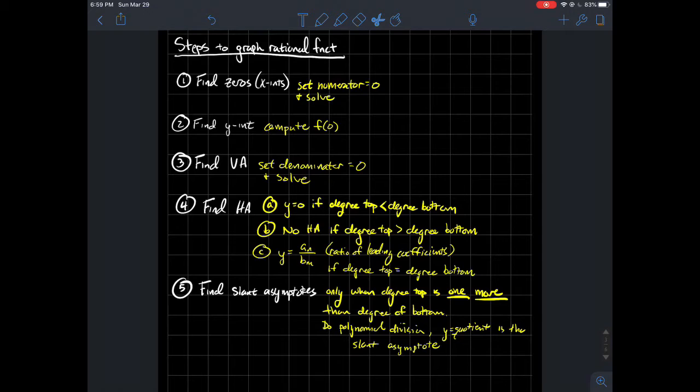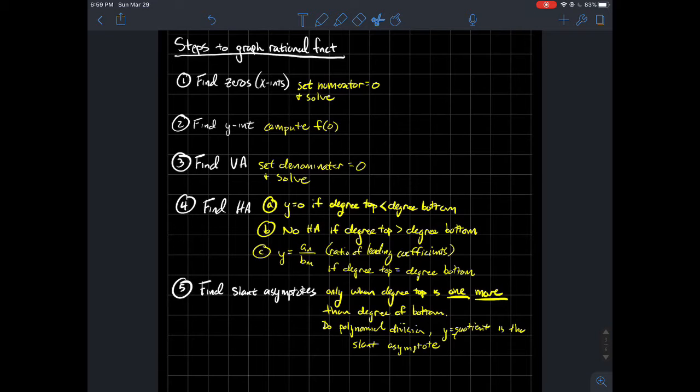And so also, as you can see, I've written in yellow how do you actually do that? So maybe I should say, to find the zeros, that's when you set the numerator of your rational function equal to 0 and solve that for x. To find the y-intercept, that's when you plug in x equals 0 and figure out what number you get. That's the y-coordinate of the y-intercept.